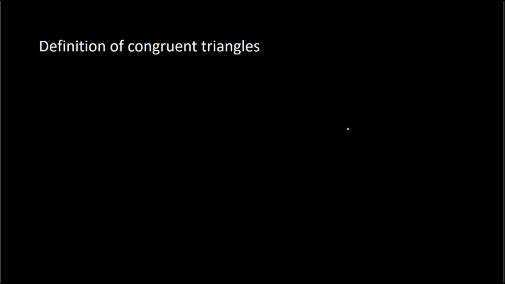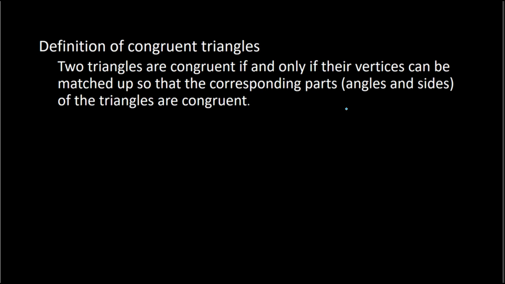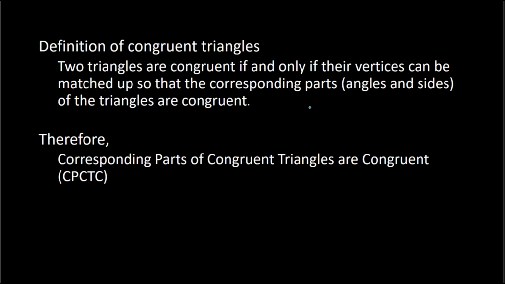So we say that two triangles are congruent if and only if their vertices can be matched up so that the corresponding parts, which would be the angles and the sides of the triangles, are congruent. Alright, so we want to make sure that every corresponding part would match up so that they are congruent. So therefore, we can conclude that the corresponding parts of congruent triangles are congruent.